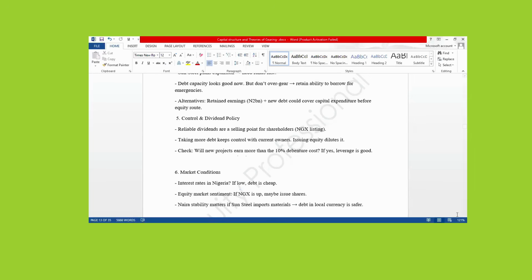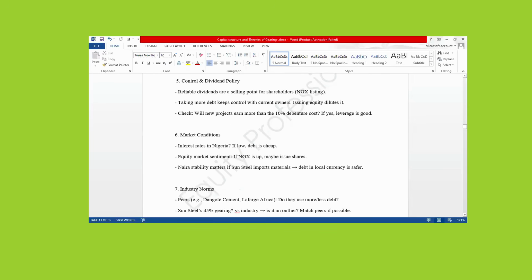Point number 6. Market conditions. Interest rates in Nigeria. If it is low, debt is cheap. That is capital market condition. If the interest rate is low, then the company can borrow. That will affect the choice of capital structure.